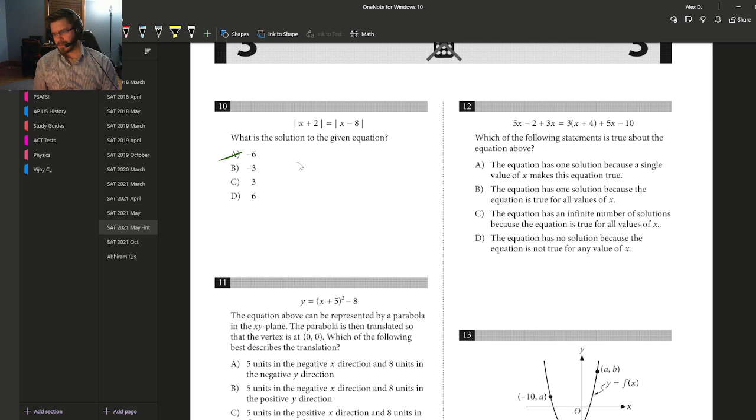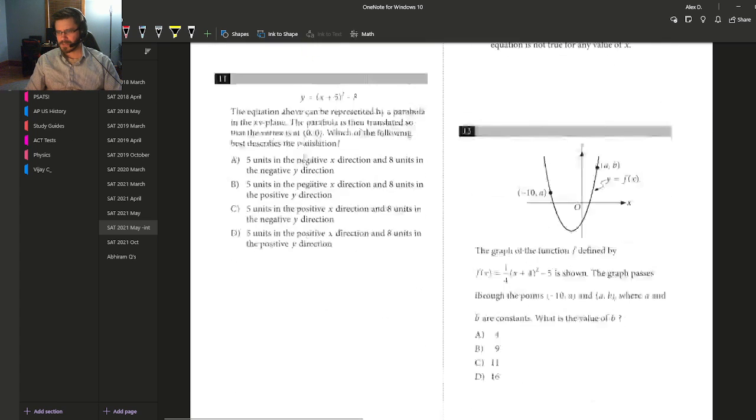Negative 3. Negative 3 plus 2 is negative 1. Absolute value is 1. Negative 3 minus 8 is negative 11. Clearly that does not work. All right, so 5 is 3 plus 2. 3 minus 8 is negative 5, so yeah, that one. It only needs to work once. There's only ever one correct answer.